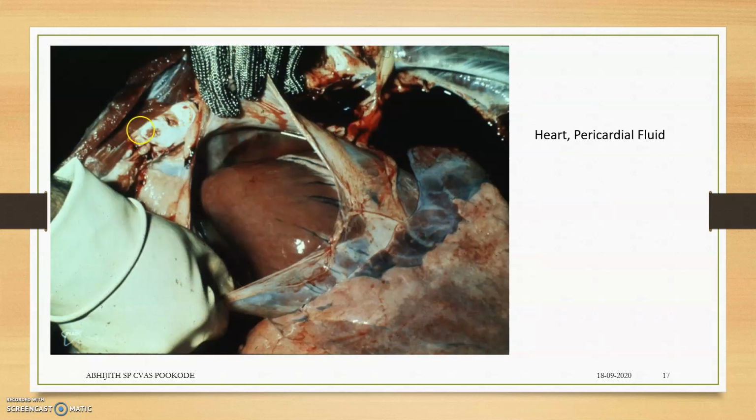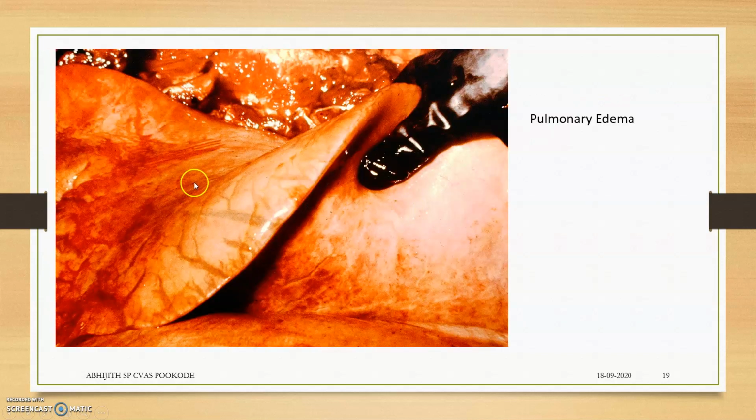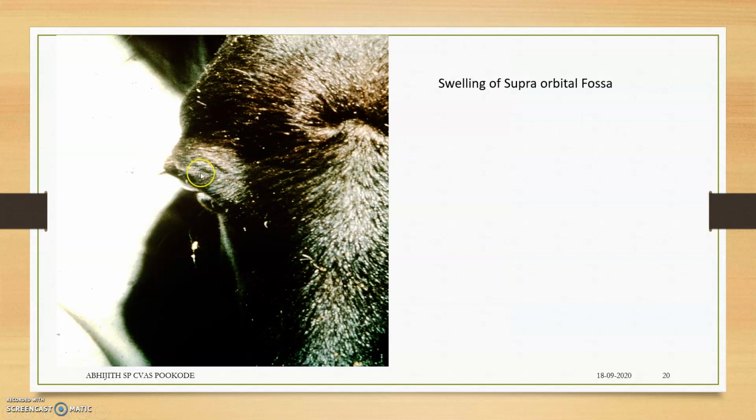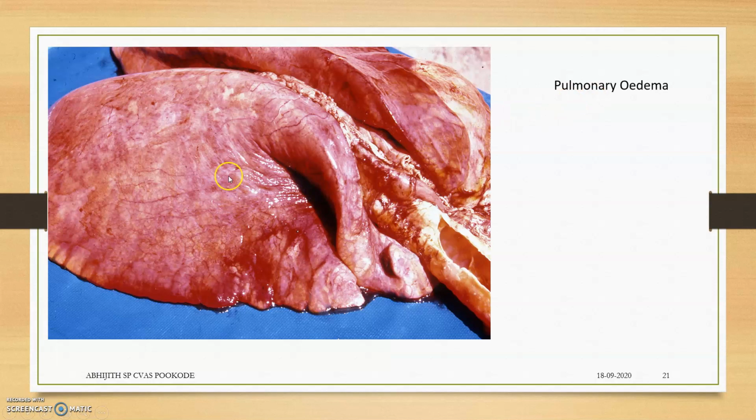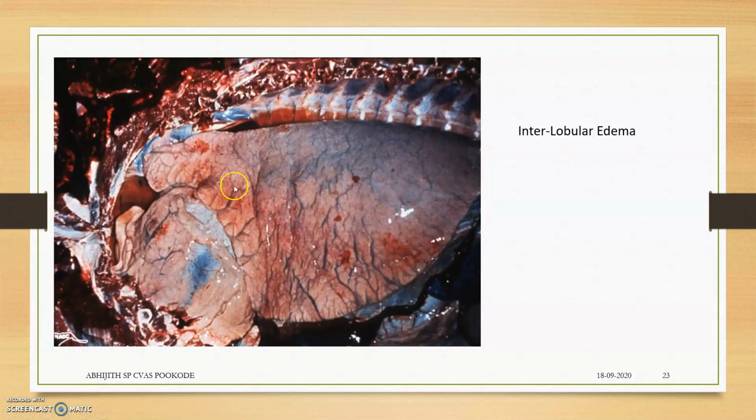This is the heart, and you can see the pericardial fluid and many petechiae. The lungs always have a congested appearance. You can see intermuscular edema and pulmonary edema. Swelling of the supraorbital fossa is the main lesion in the pulmonary form and also in the cardiac form. So there are pulmonary edema, conjunctivitis, and interlobar edema, which is a very important factor.